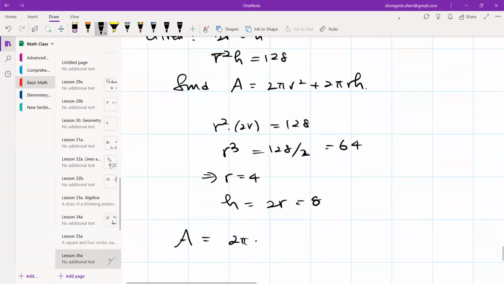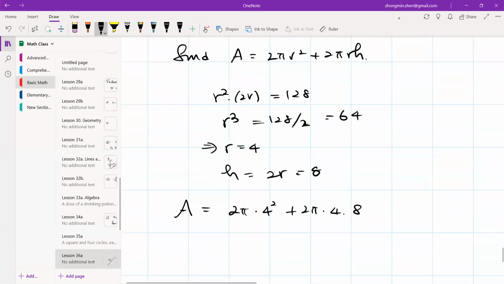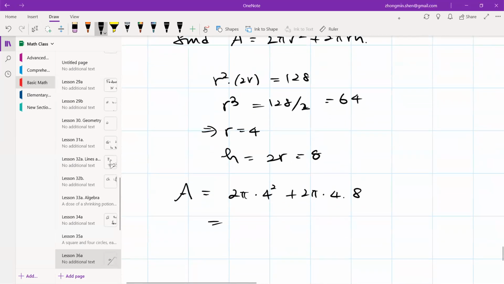So once you get r and h, then you can get the area. Area is 2 pi r squared plus 2 pi r h, with r is 4 and h is 8. Simplified, 16 times 2 is 32 pi, and then 64 pi. Add them together, 96 pi. So 96 pi is going to be the answer.